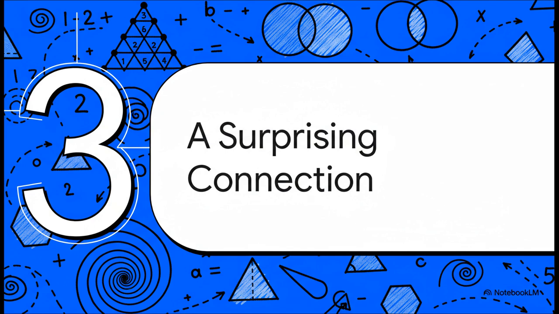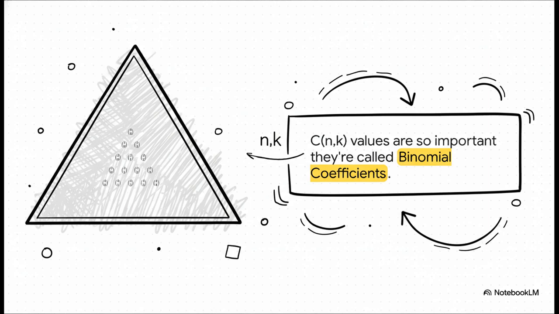Okay, now this is where things get really cool. These numbers that we get from combinations, they don't just live in a vacuum. They show up in some really surprising and beautiful places in mathematics. The result you get from n choose k, as it's often called, is so important that it has its own special name, the binomial coefficient. And when you start arranging these values, you might notice they form a pattern that looks just a little familiar.